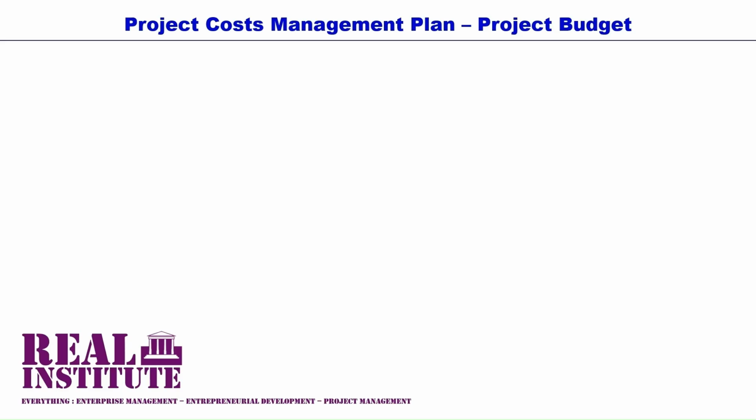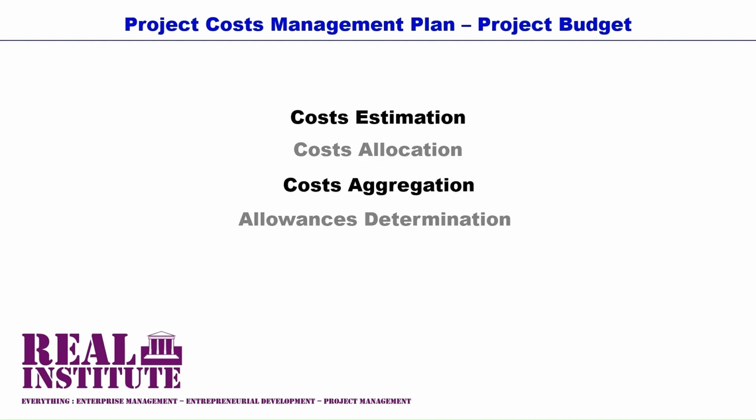Project budgeting is an aspect of project planning that deals specifically with the costs or the expenses that are incurred when undertaking a project. Cost estimation, cost allocation, cost aggregation, allowances determination, and budget consolidation are the main tasks that are involved in the compilation of the project budget or in the development of the project cost management plan.